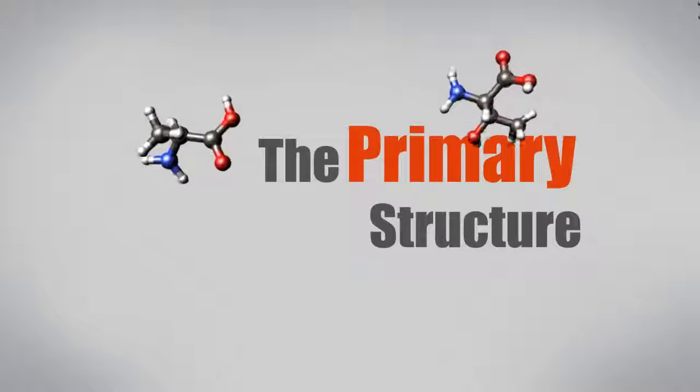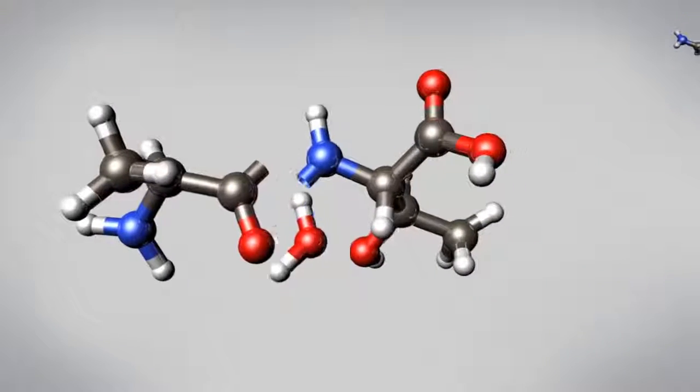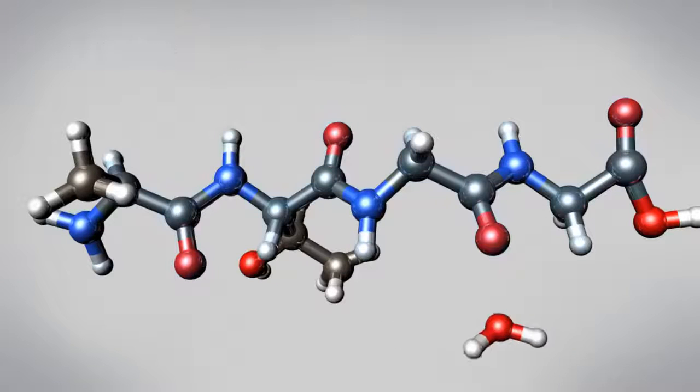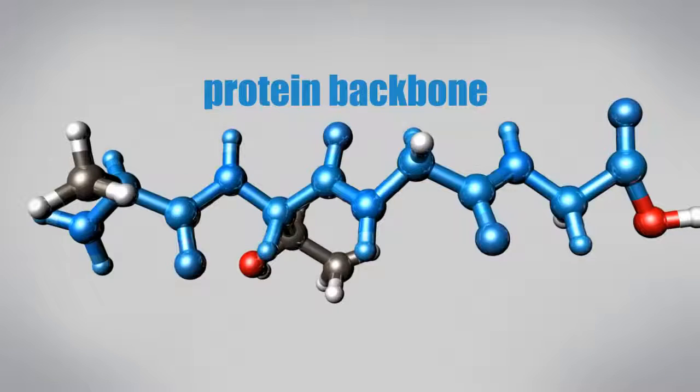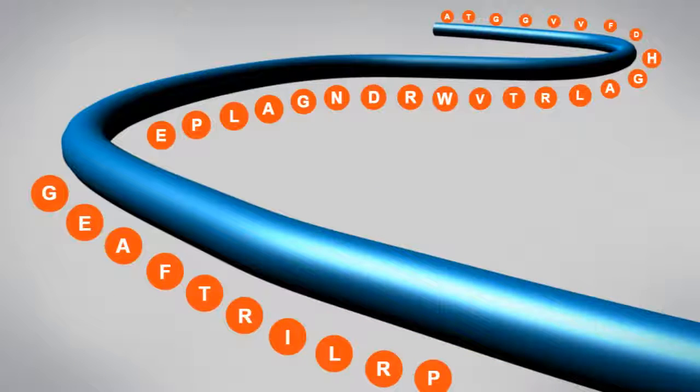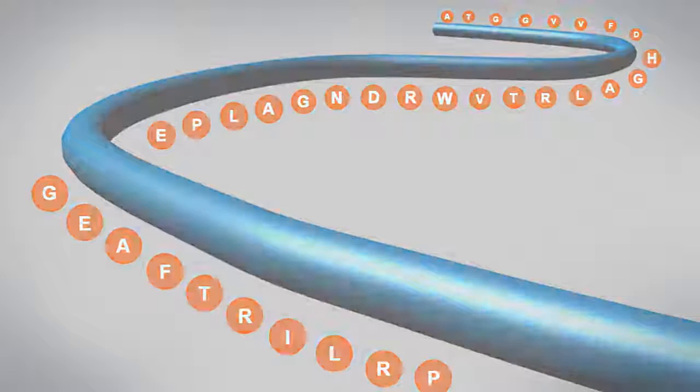The primary structure of the protein is the linear sequence of amino acids as encoded by DNA. The amino acids are joined by peptide bonds, which link an amino group and a carboxyl group. A water molecule is released each time a bond is formed. Specific amino acid sequences give proteins their distinct shapes and chemical characteristics.